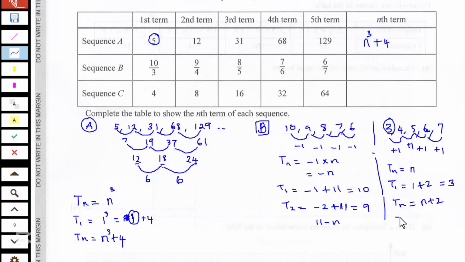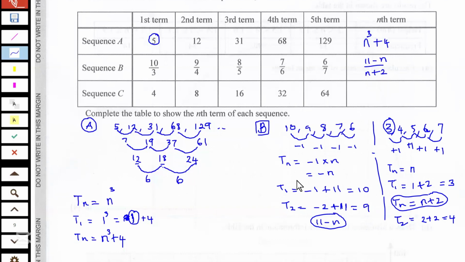Now, let's try for the second term, T2, and see if it will actually give us the value of the second term, which is 4. So when n equal to 2, this is 2 plus 2, that is equal to 4. So the nth term of the denominator is n plus 2, and the nth term of the numerator is 11 minus n. So here I'm going to write 11 minus n over n plus 2.